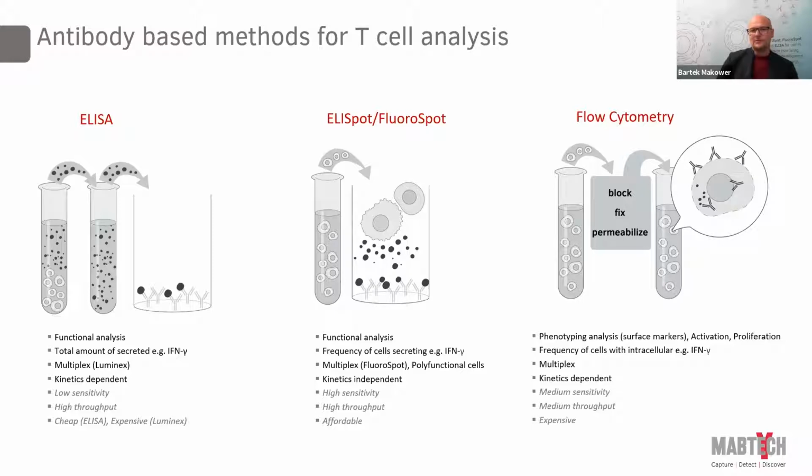Flow cytometry you can use to look at cytokine release, but then you need to use cytokine release blockers to actually look at intracellular cytokine accumulation rather than cytokine secretion. It's highly multiplex. It's kinetics dependent. I'll come back to that in the next slide. It's medium sensitivity compared to FluoroSpot, medium throughput, and quite expensive. And you need to fix and permeabilize the cells. So you need to stop the assay basically at a certain point.